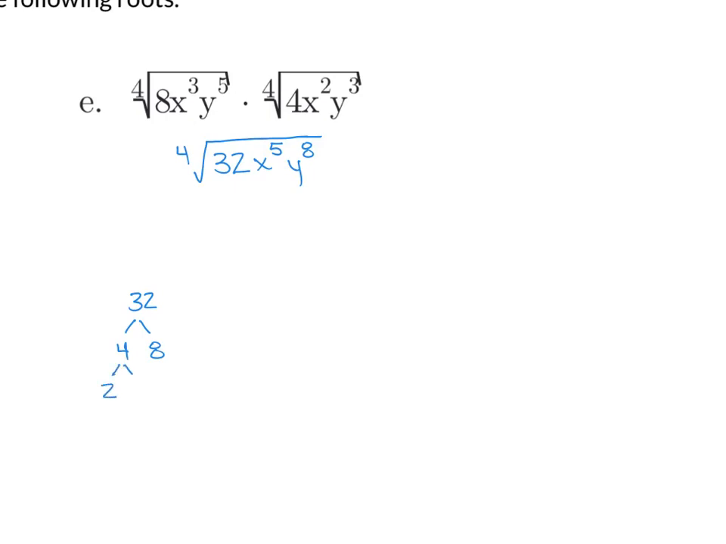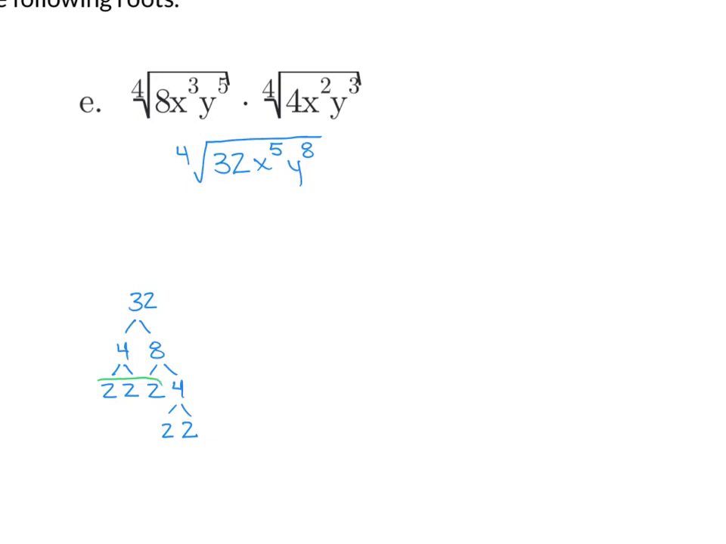4 we have 2 times 2. 8 is 2 times 4. And 4 is 2 times 2. Okay, so what are we looking for? Remember that we are looking at fourth roots, so we are wanting fourth powers. We are wanting groups of 4.